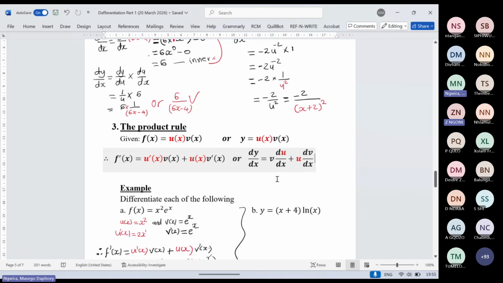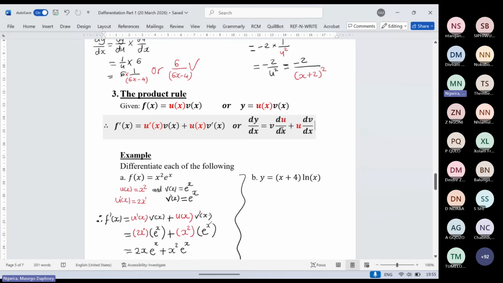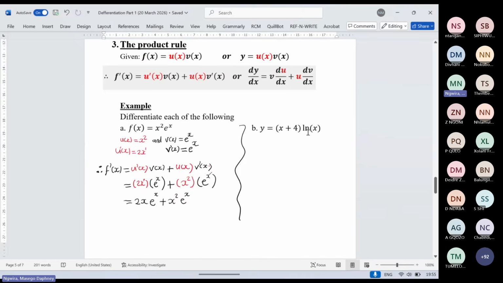Yes, ma'am. You're right, it's the same. It's a function. du over dx, I'm deriving u with respect to x. And dv over dx, I'm deriving v with respect to x. Yes, it's the same.